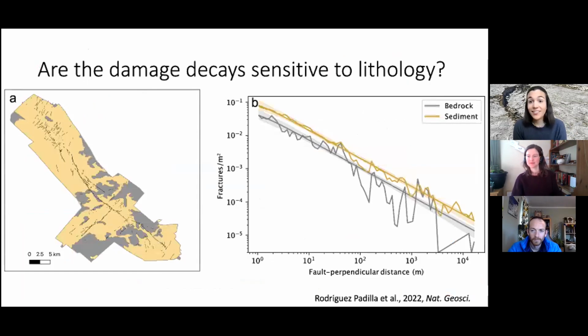So what we see is a fracture density in bedrock that is 1.5 to 4 times lower than that in sediment. Again, we sample very little bedrock area, so it's hard to tell.